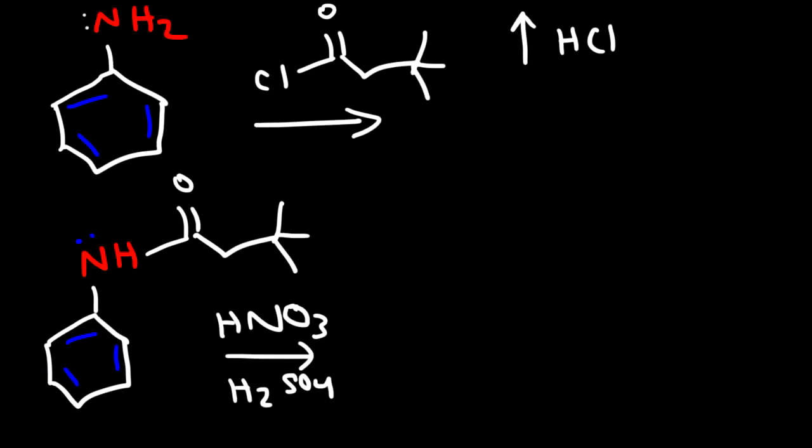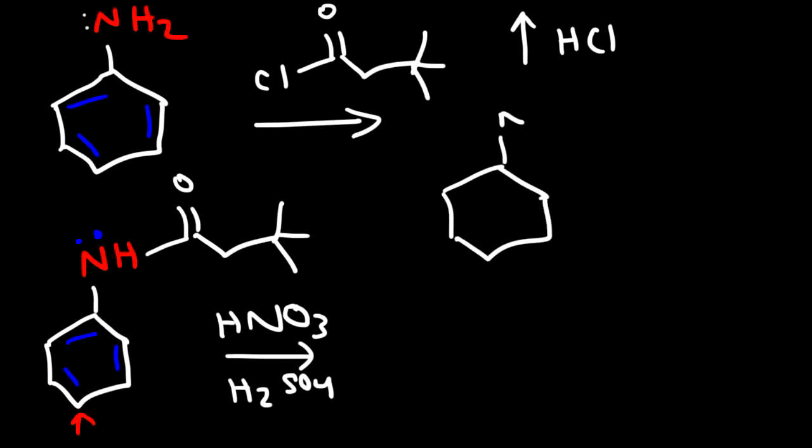Now we do have a bulky group, and the bulky group here will reduce the ortho yield, favoring the para product. So that's why I added this tert-butyl group at the end, so that we can get a better yield of the para product over the ortho product.